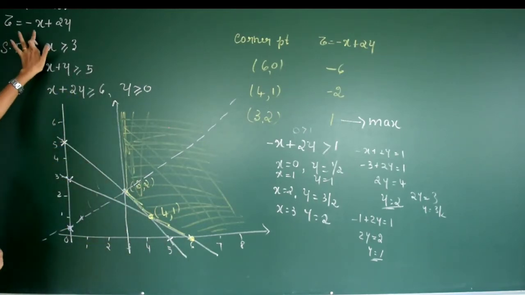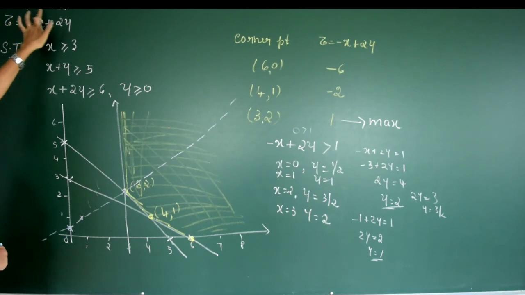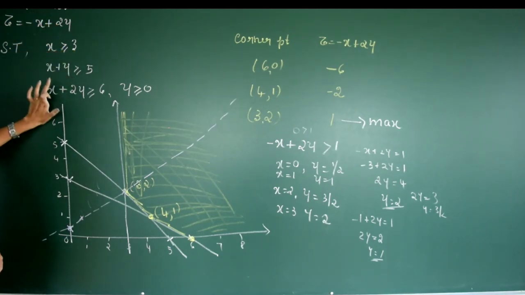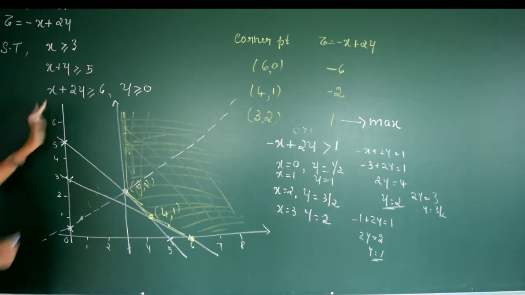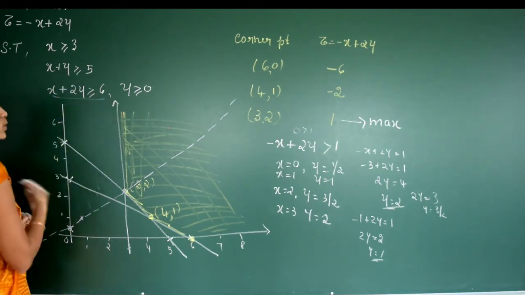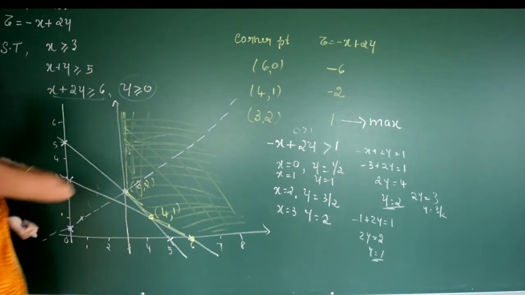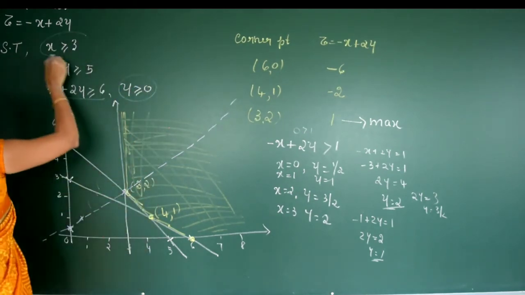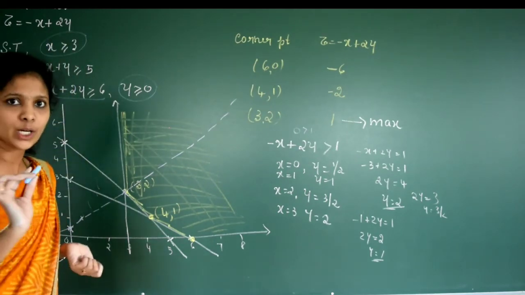Z is given as minus x plus 2y, and maximize. You have to find the maximum value, with x greater than or equal to 3, x plus y greater than or equal to 5, x plus 2y greater than or equal to 6, and the value of y greater than or equal to 0. What about the value of x? It is given that the value of x is greater than or equal to 3, right?